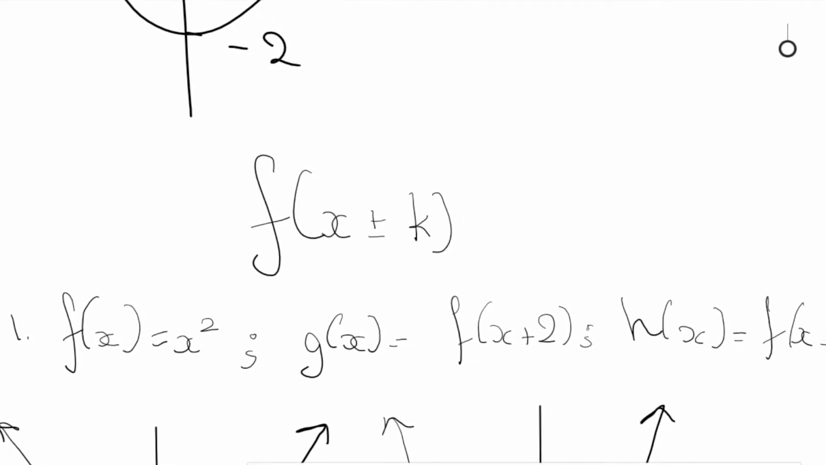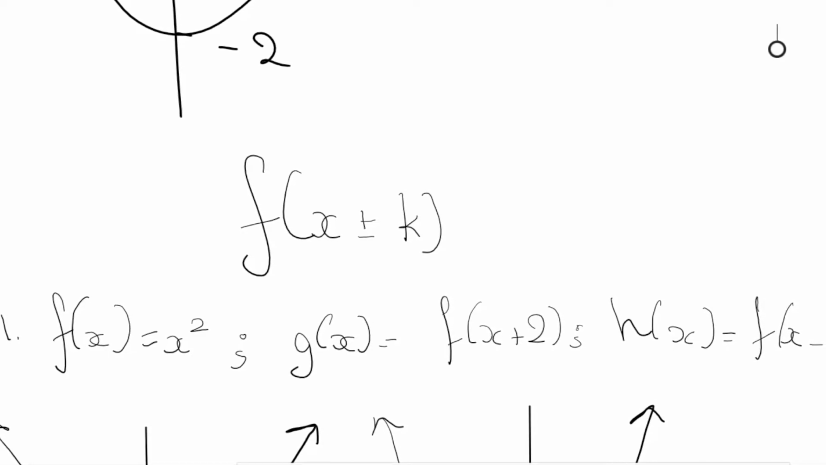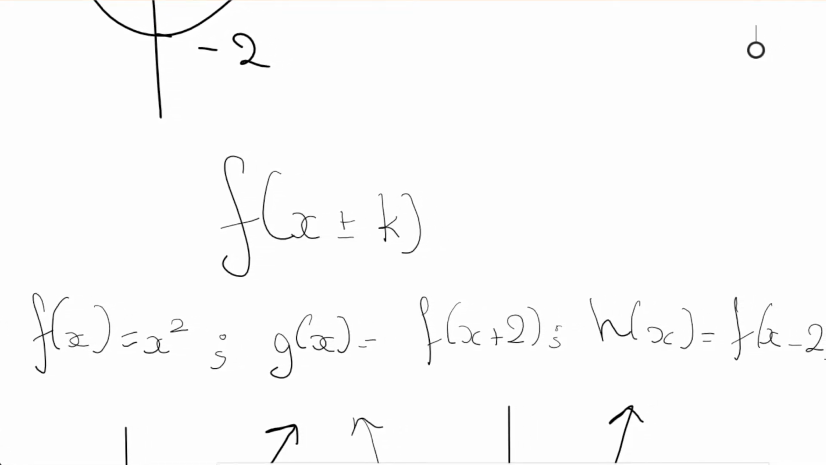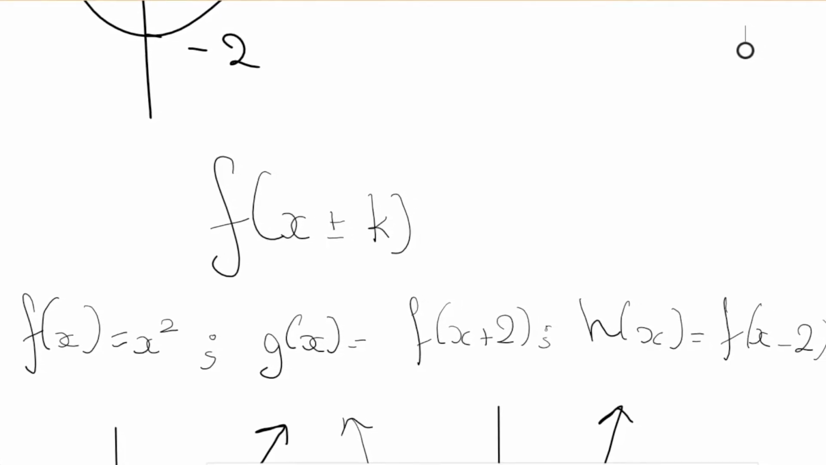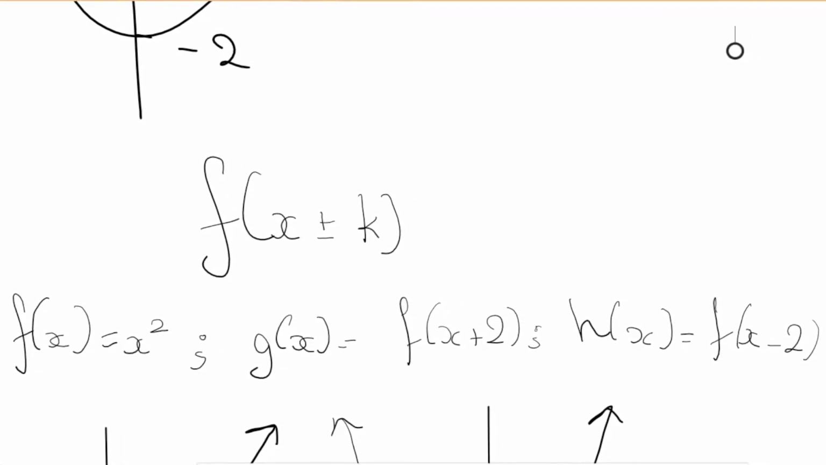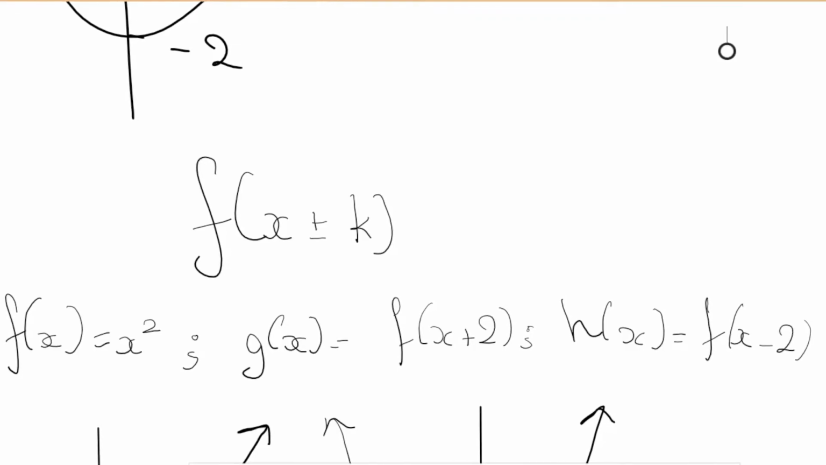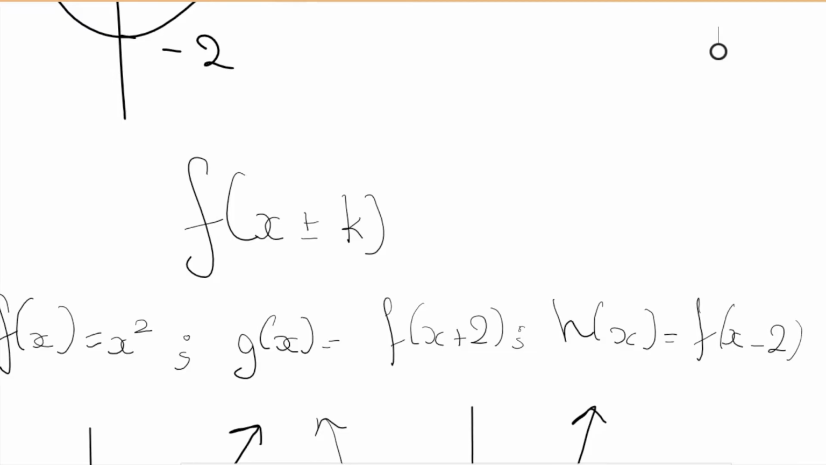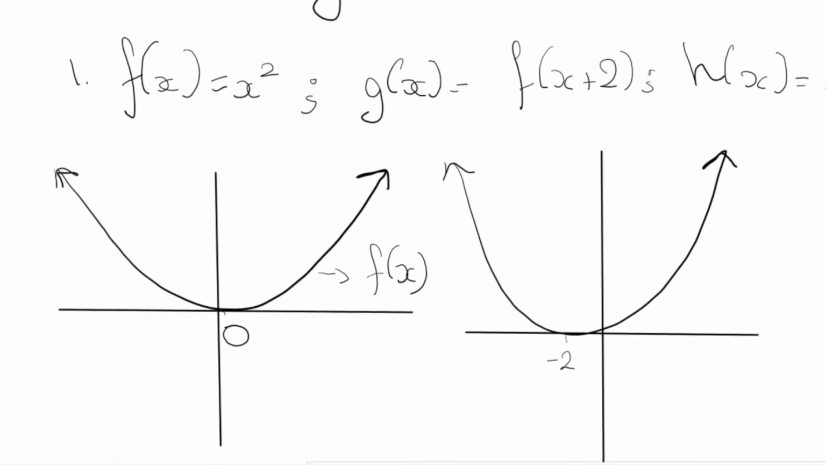So for example, if you have a graph f of x is equal to x squared, you write g of x is equal to f of x plus 2, with plus 2 inside the bracket. The graph will move 2 units to the left, and h of x is equal to f of x minus 2 inside the bracket. The graph will move 2 units to the right. You can see how I've drawn here.